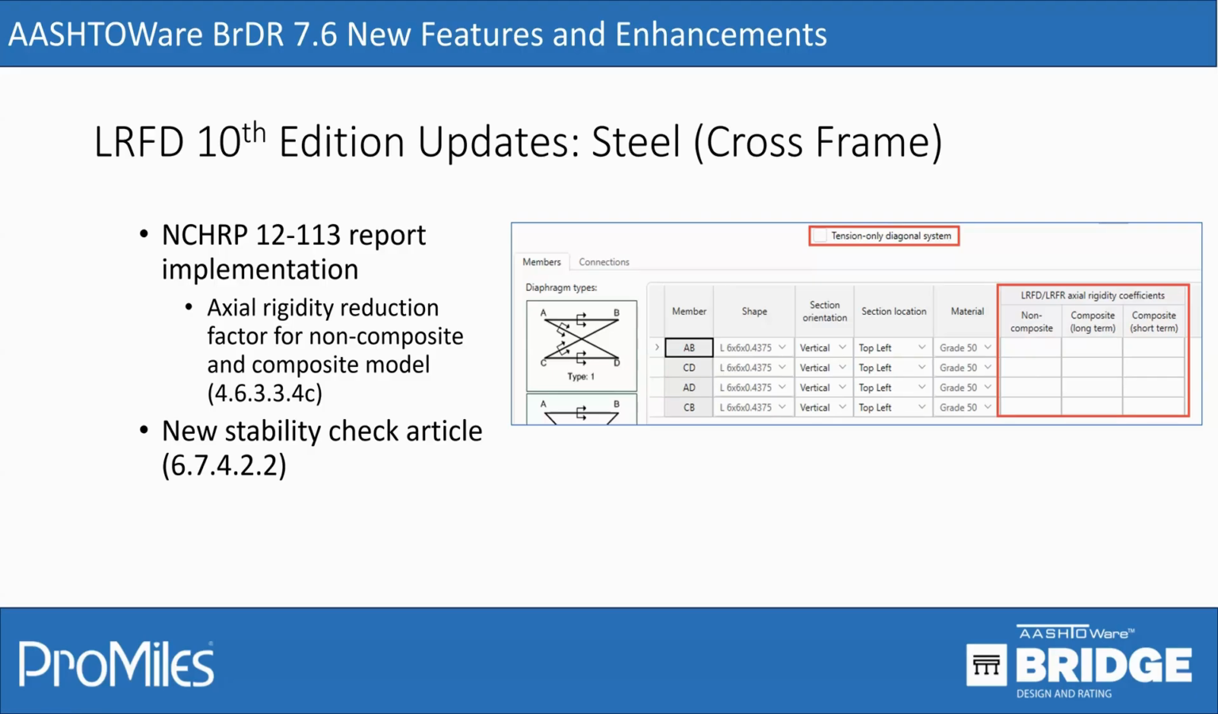There were new stability check requirements added for cross frames. You can also indicate if your X-frame diaphragm, or type 1 as we show it here, is a tension-only diagonal system. The stability check was based on the AISC specification for non-composite DC load and construction loads, mainly for skewed I-girder bridges with discontinuous cross frames.